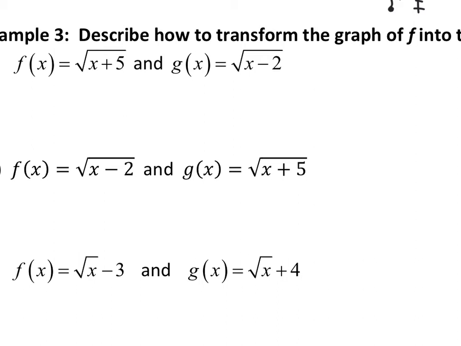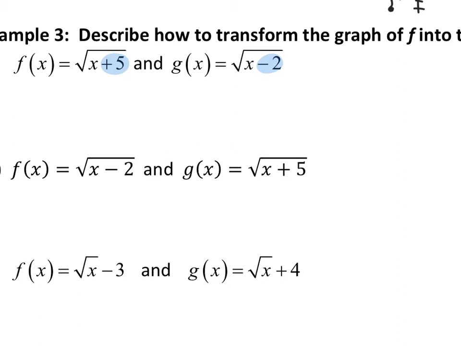A square root. And in F, the square root function has been translated which direction? To the left 5 units. All of a sudden, we now have the G function where the graph had been translated from the parent function 2 units to the right. But that's not where we started.